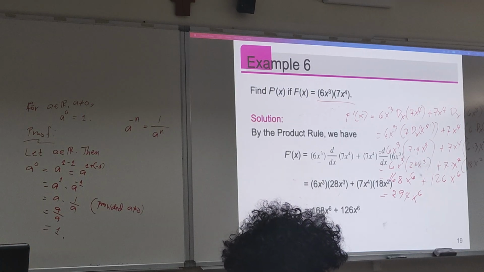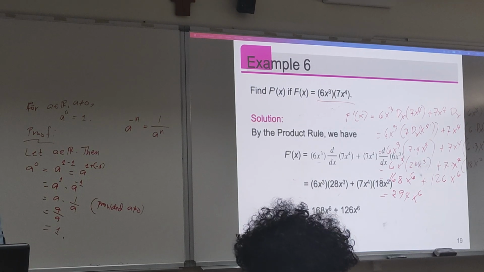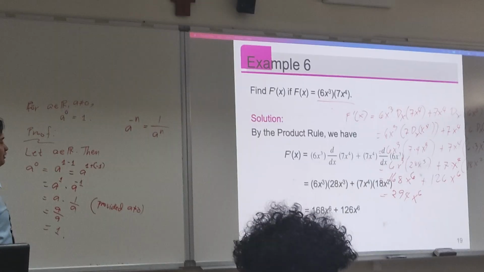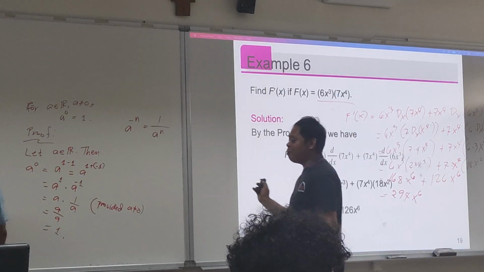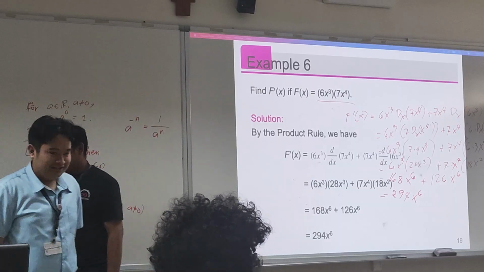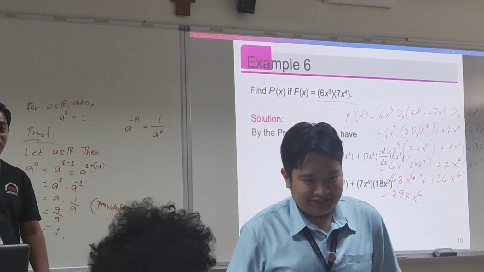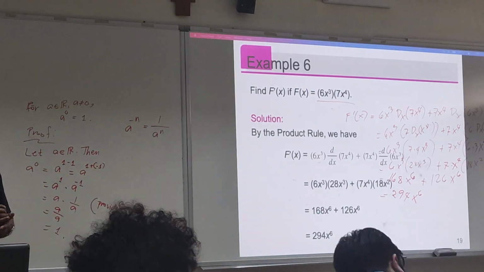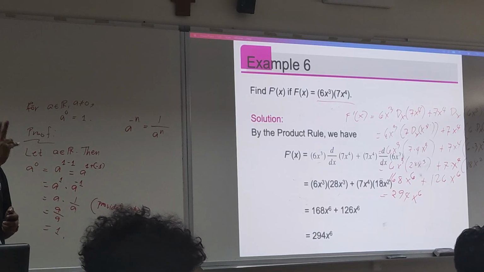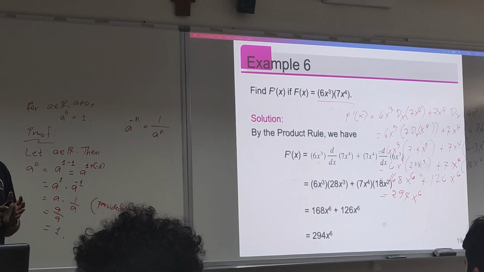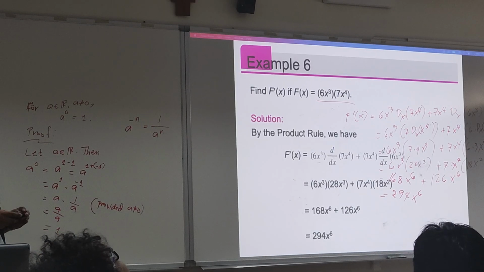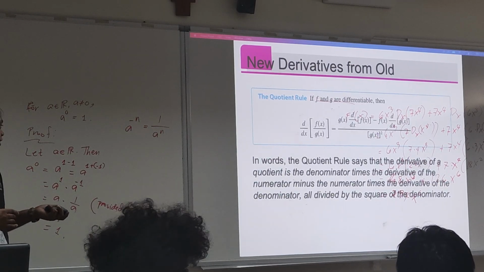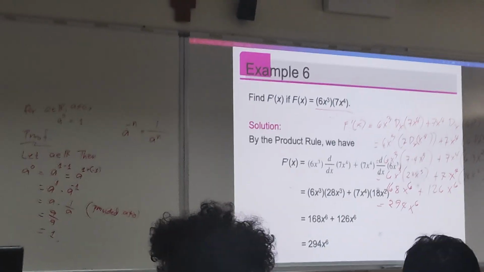Instead of 6 x to the power of 3, it becomes 6 to the power of 3. It's up to your preference. You can use any of those as long as the interpretation is taking the derivative of a function. Okay, we're done with the product rule.